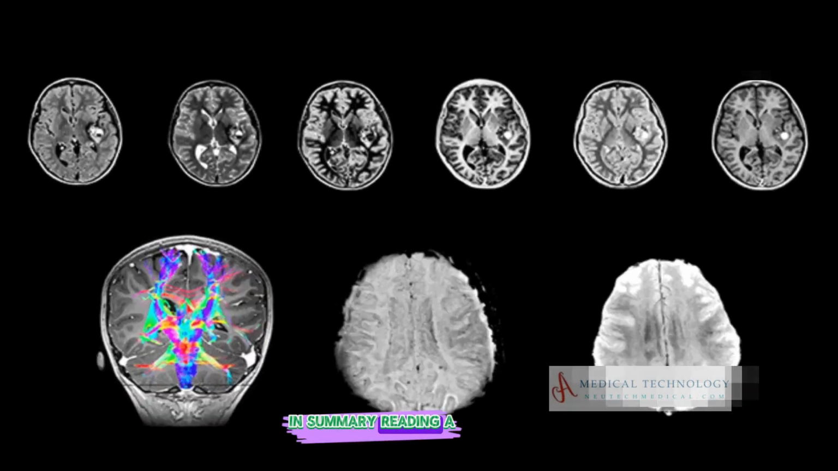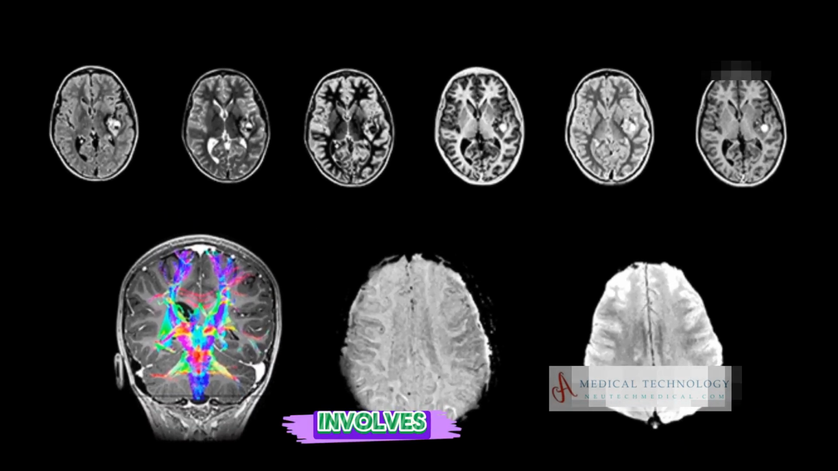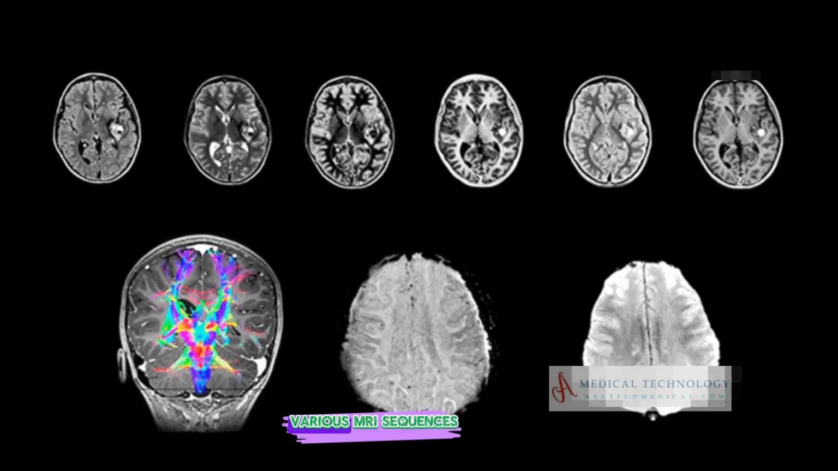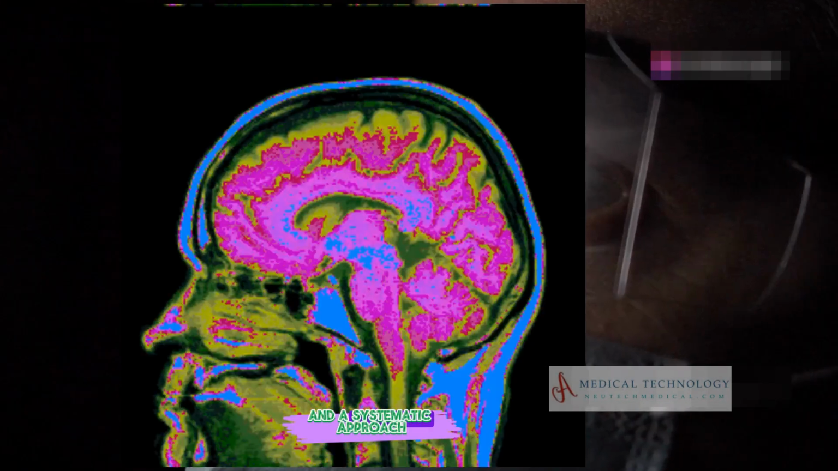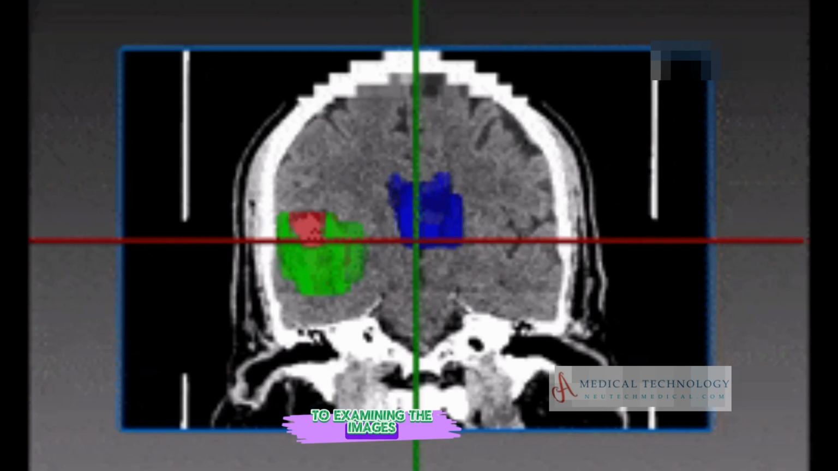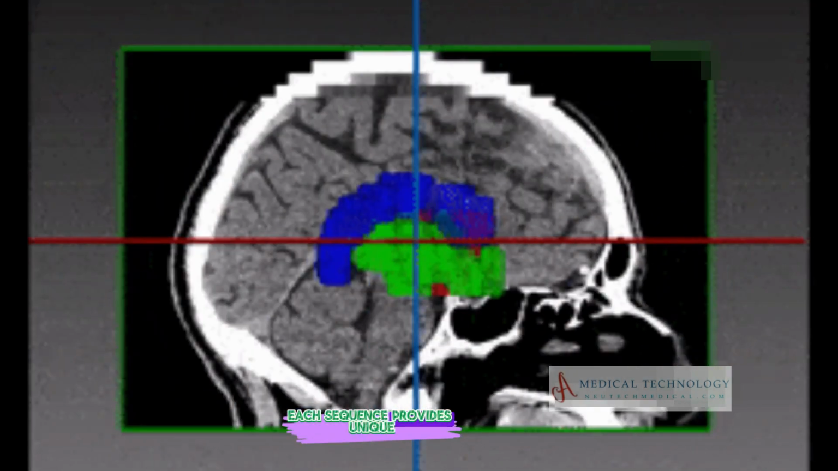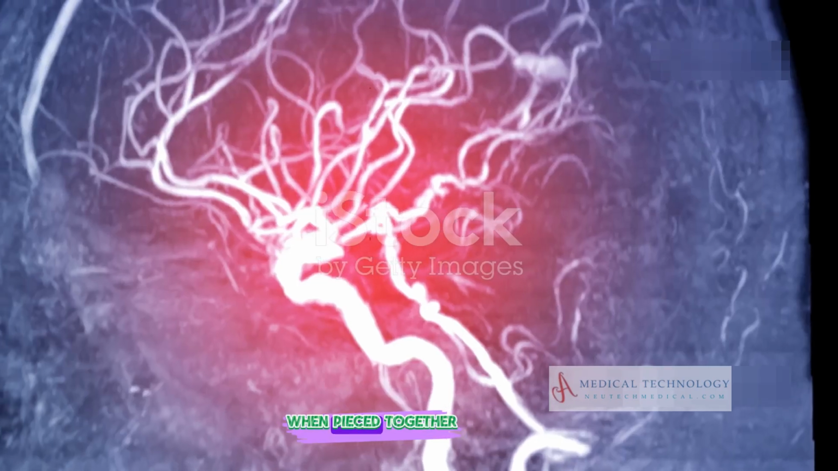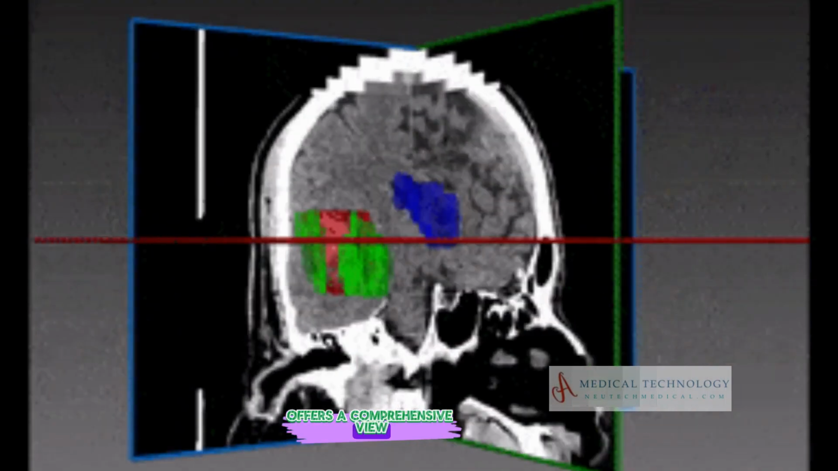In summary, reading a brain MRI involves a detailed understanding of various MRI sequences and a systematic approach to examining the images. Each sequence provides unique information that, when pieced together, offers a comprehensive view of brain health.